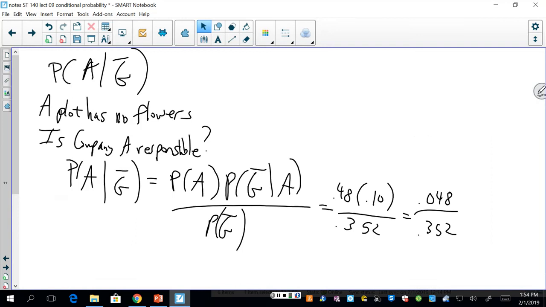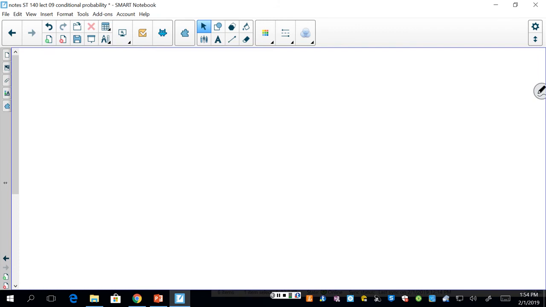Any questions on the application of this? So, a new application as described in the handout, right? Breast cancer screening.